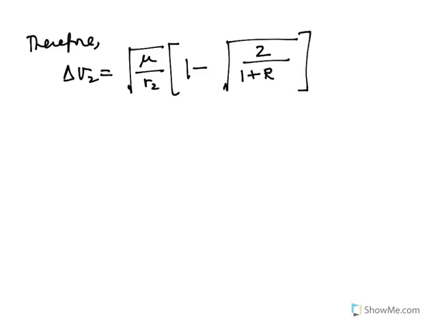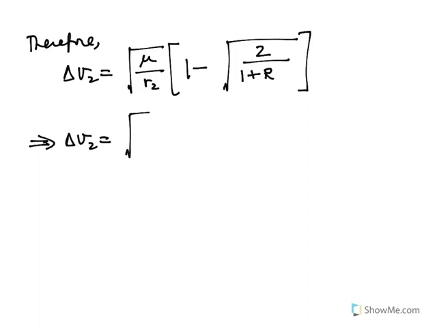But now, you see that this thing is in terms of the square root of mu over r2, but I want it in terms of the square root of mu over r1 because that's the circular speed on the initial orbit, which I said I was going to get everything in terms of. So what we're going to do is we're going to rewrite the square root of mu over r2.